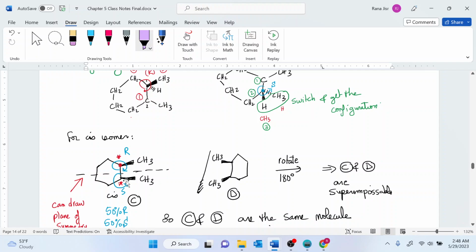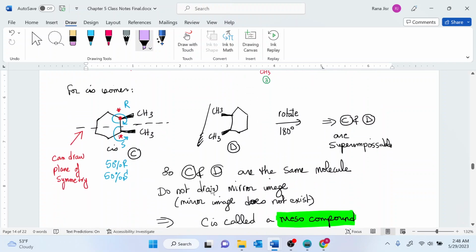So the idea here is that if you have groups that are the same, notice here CH3, CH3, this carbon is similar to this carbon, CH2, CH2, and the CH2, CH2. I can draw a plane of symmetry. So the moment you can draw a plane of symmetry, keep always this option in mind. Always try and see if you're able to draw a plane of symmetry. The molecule will not have a mirror image. The molecule will exist as a meso compound.